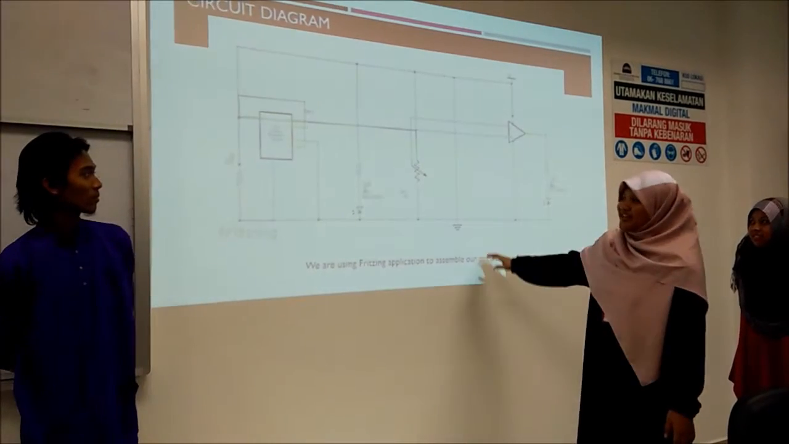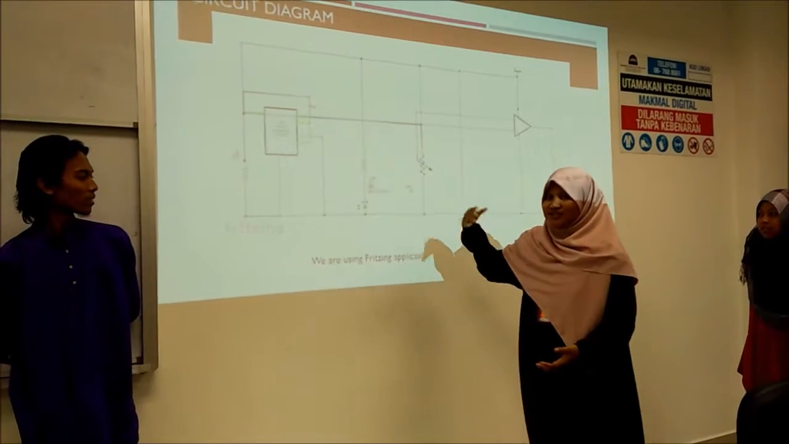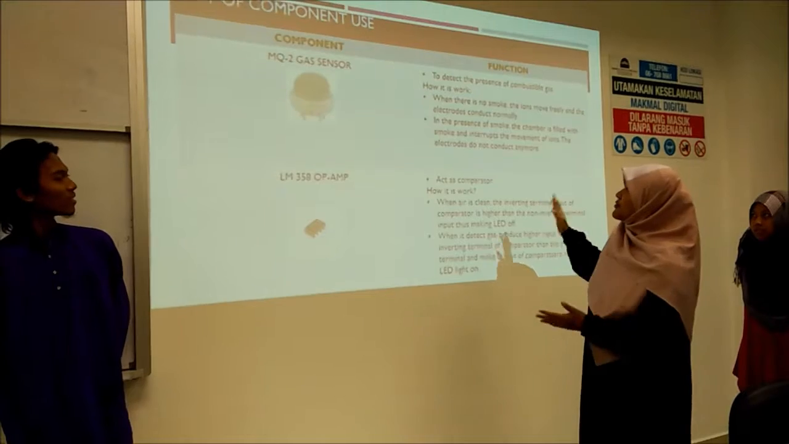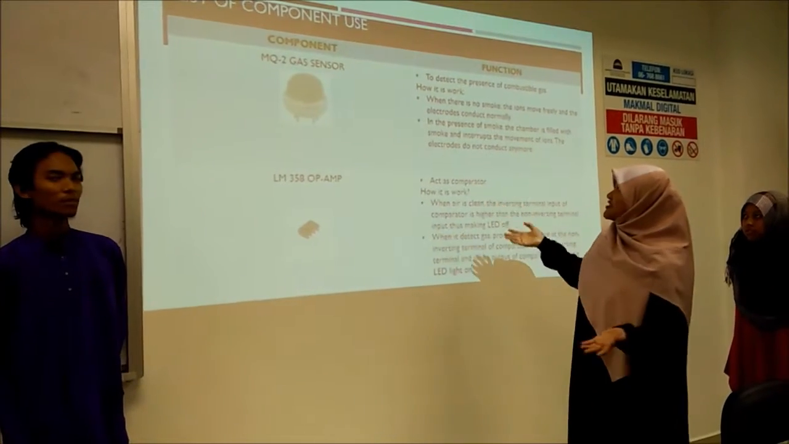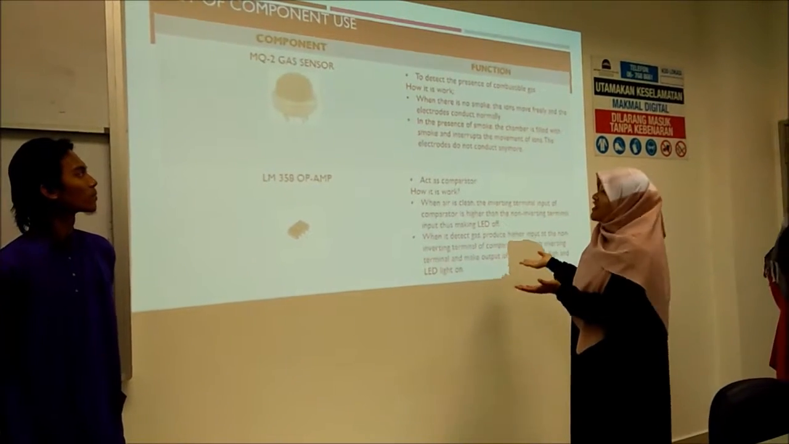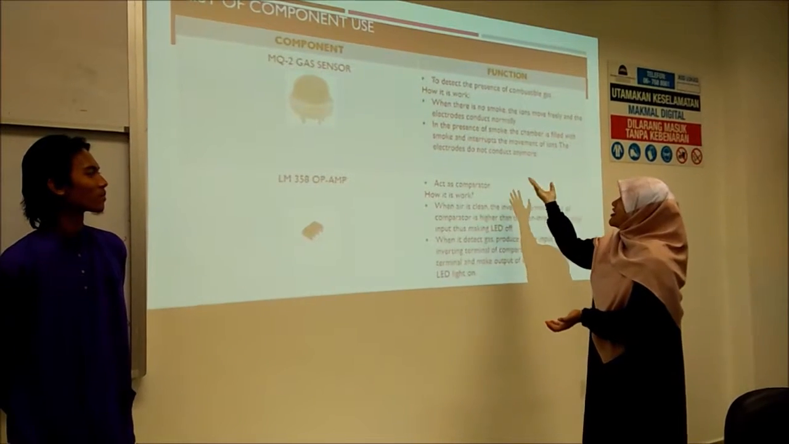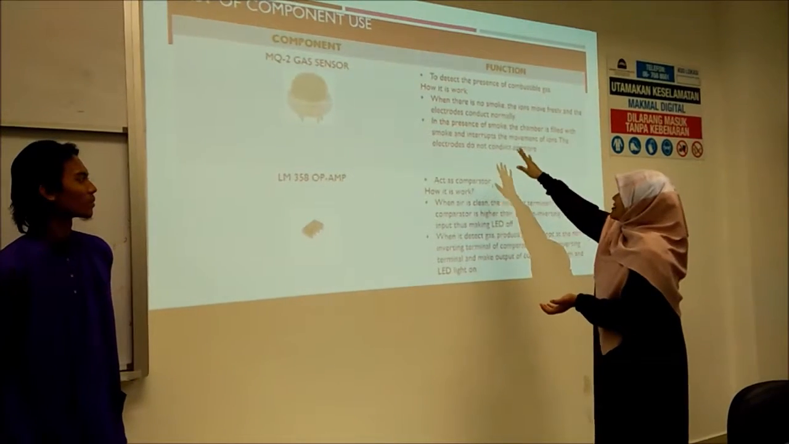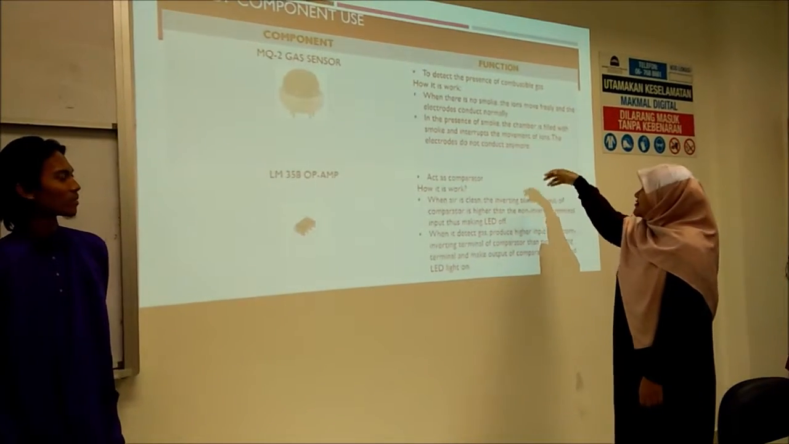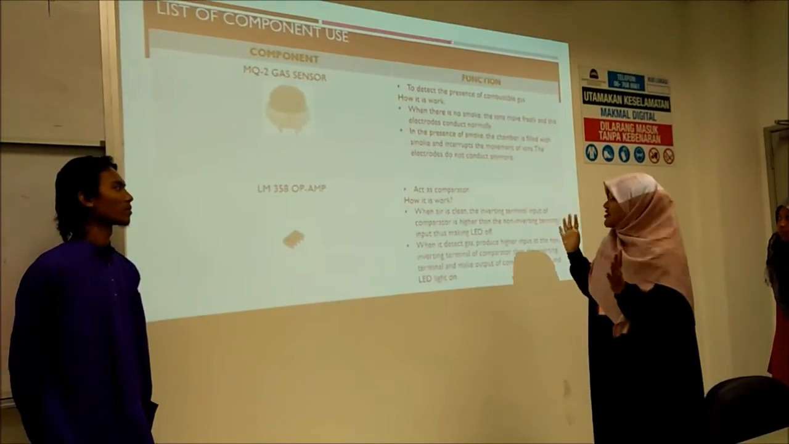Next, this is our circuit diagram. We are using Fritzing to assemble our circuit using an app. Next, this is the list of components that we use, which is the MQ2 gas sensor. The MQ2 sensor functions to detect the presence of combustible gas. When there is no smoke, the ions move freely and the electrodes conduct normally. In the presence of smoke, the chamber is filled with smoke, which interrupts the movement of the ions, and the electrodes do not conduct anymore.